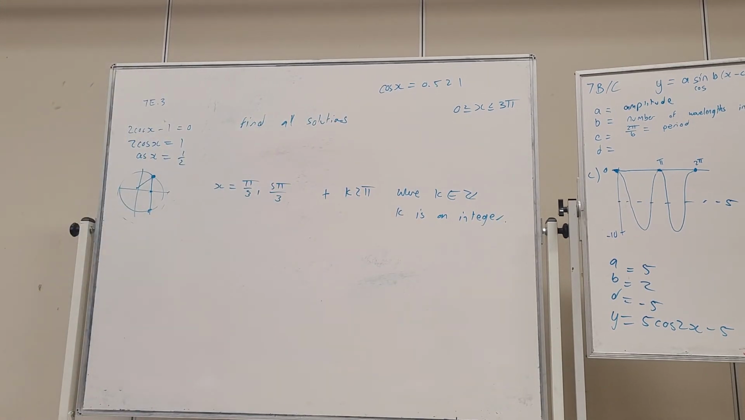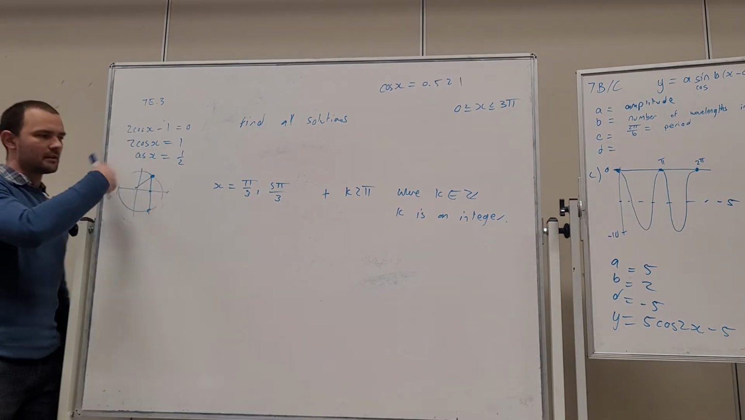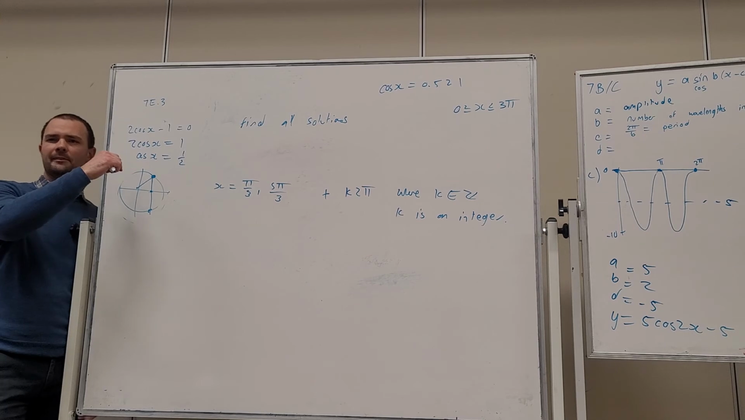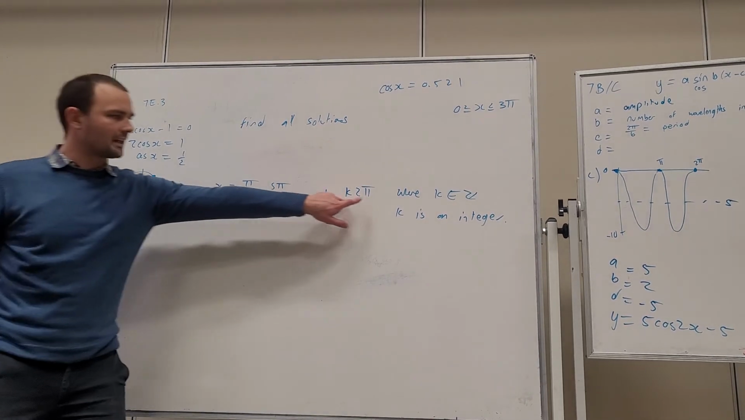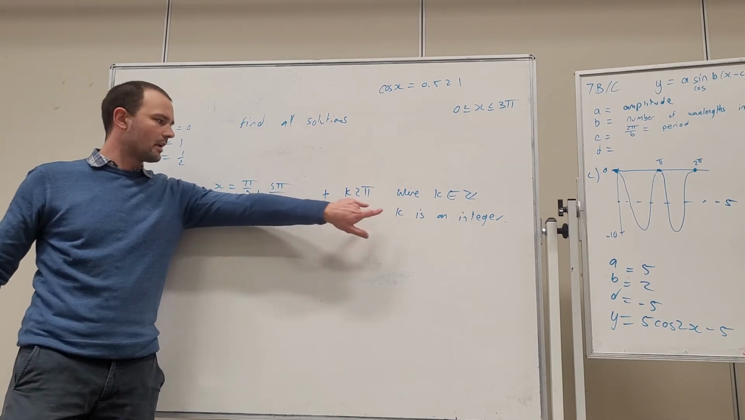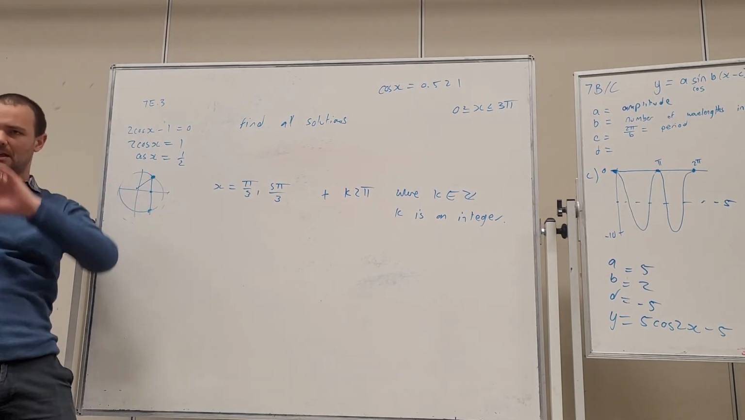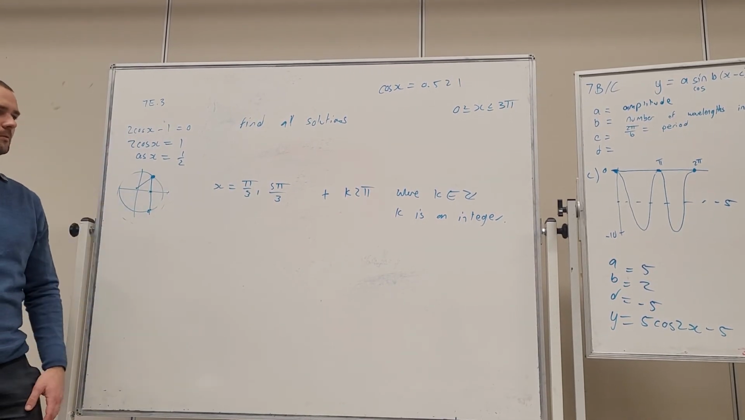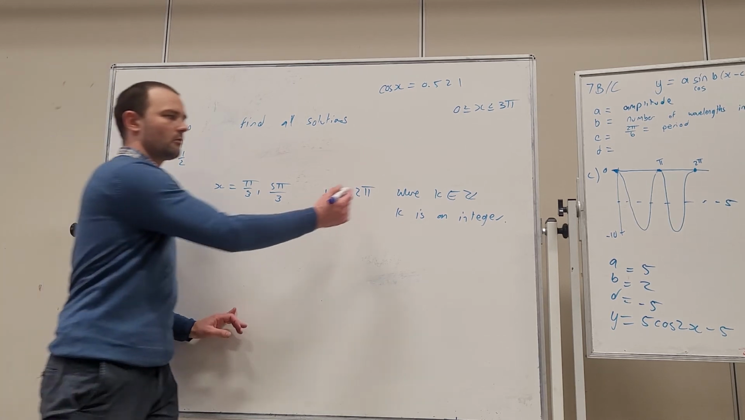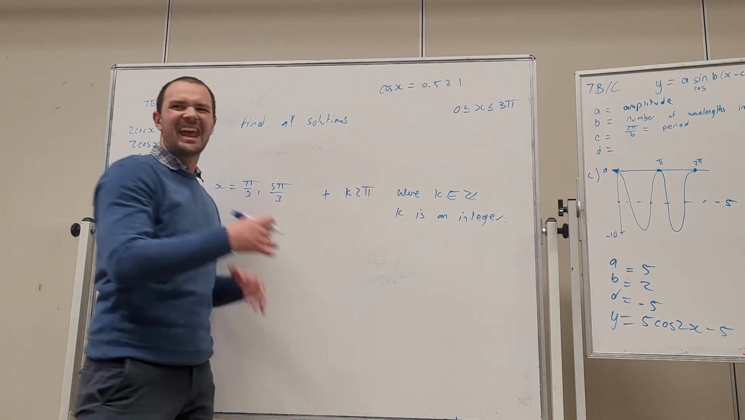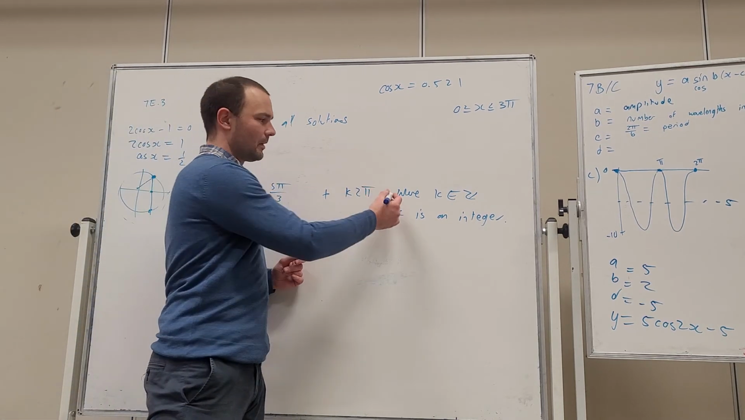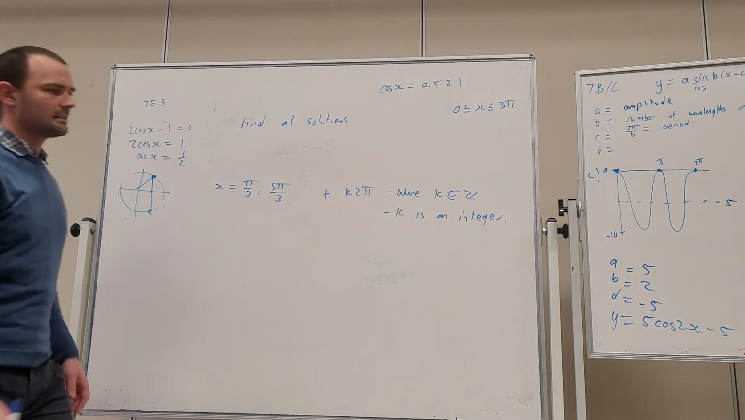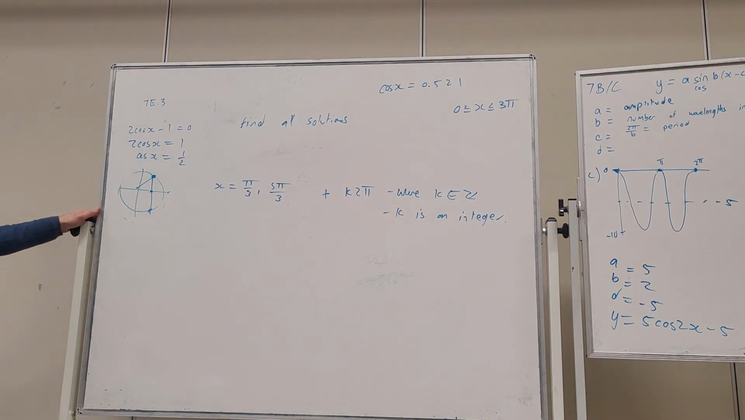k could be positive 1,000, which means you're going around the unit circle 1,000 times, or it could be negative 1,000,005, so you're going back the other way 1,000,005 times. But it doesn't matter what k is, it's going to be some whole number. It's going to guarantee you solve every possible solution. So you can write it plus k2 pi or plus n2 pi. It doesn't matter which letter. Where k is an integer or n is an integer, it means it's a whole number.